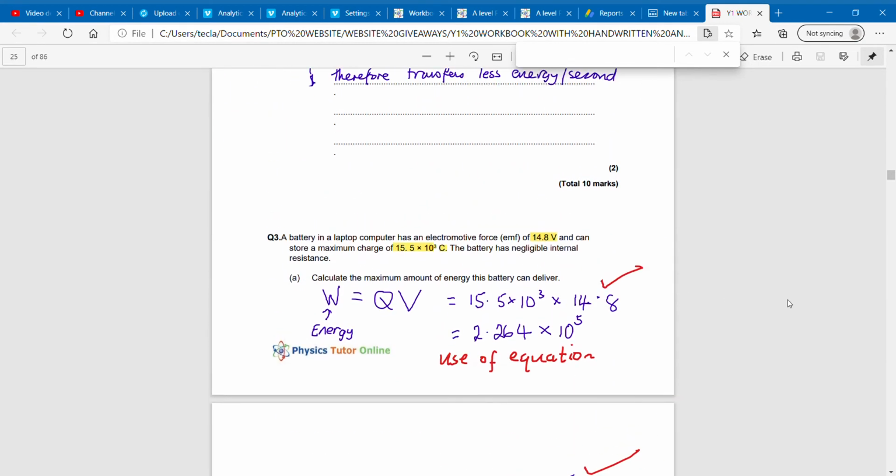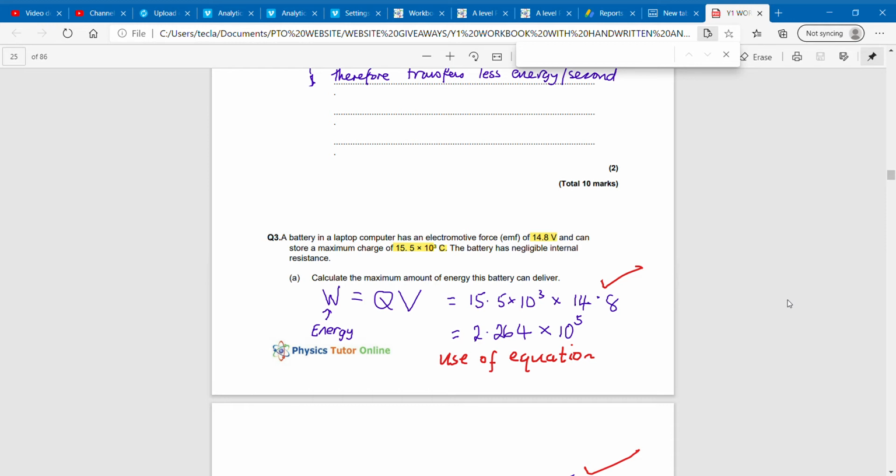For 3, we've got a battery in a laptop computer which has an EMF of 14.8 volts and can store a maximum charge of 15.5 times 10 to the 3 coulombs. The battery has negligible internal resistance. Calculate the maximum amount of energy the battery can deliver.